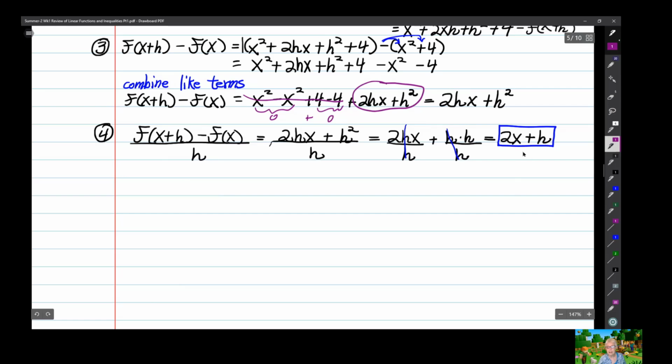That is the rate of change for any value of x anywhere in the graph, because x keeps changing. So I can find the average rate of change. And there's a way to find the instantaneous rate of change as well, but you'll learn that in calculus.